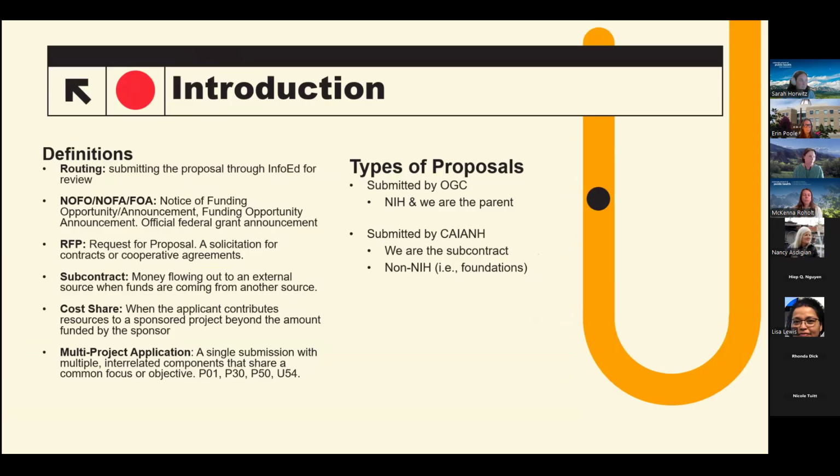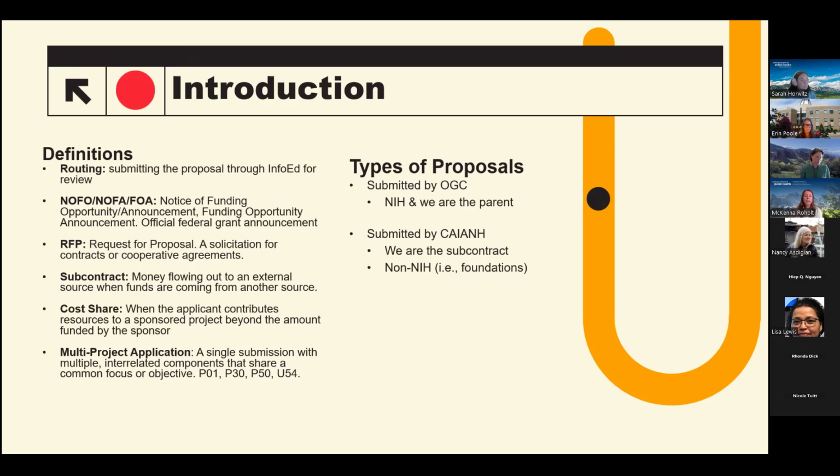Okay, so just starting with a few definitions to make sure we're all on the same page. So routing is the process of submitting a proposal through InfoEd for review. And then this also gives you what's called a routing number. And this is a number that we as the fiscal team use a lot. And you might notice that that's also the number that is in the fiscal folder next to your project. So this is an important number that helps us track the proposal as it goes through this routing process.